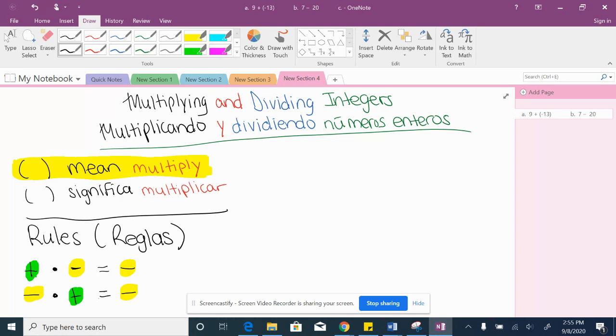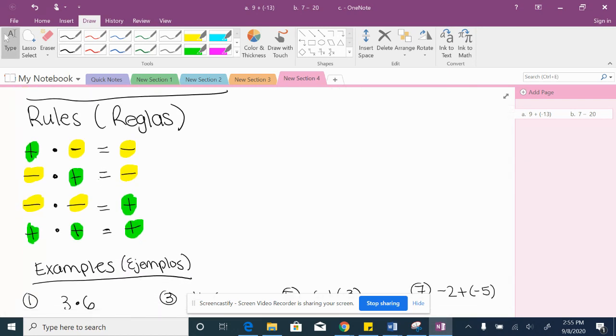This symbol, parentheses, means multiply. Este símbolo, paréntesis, significa multiplicar. Here are the rules. Aquí son las reglas.